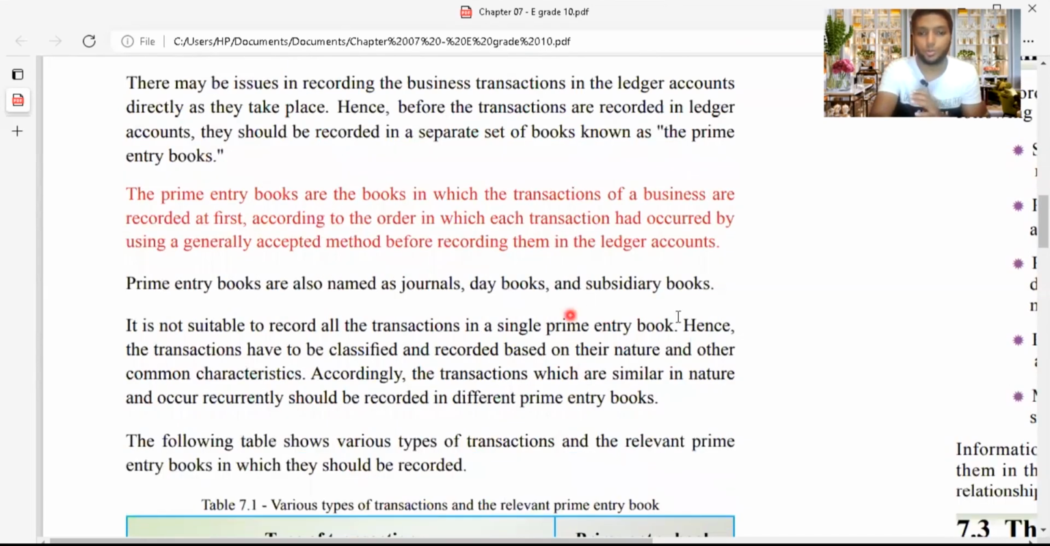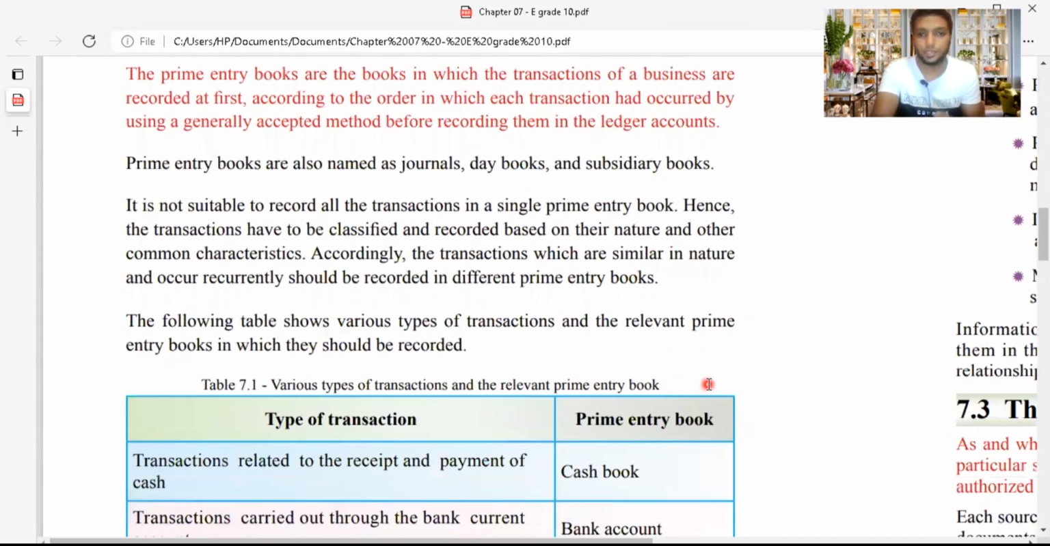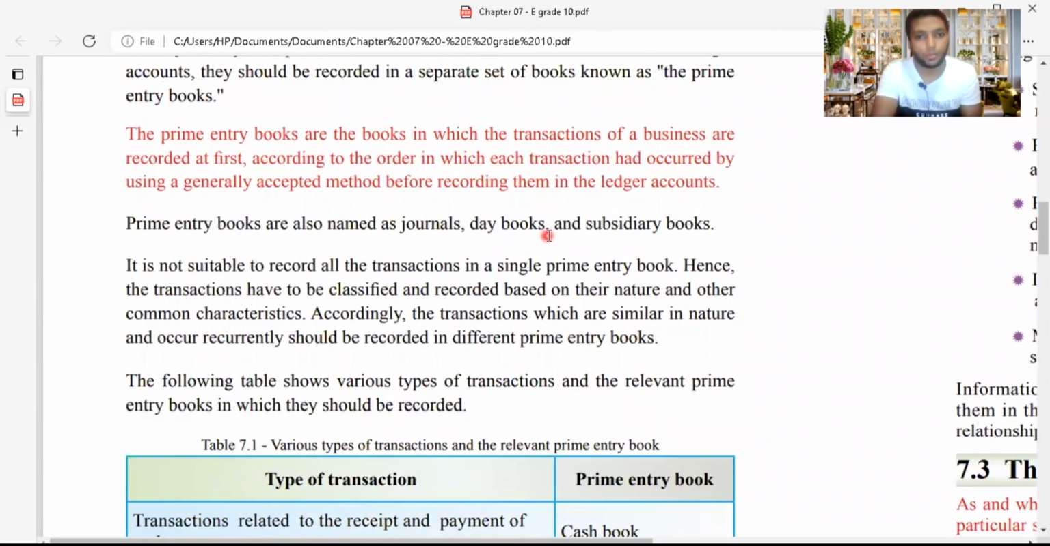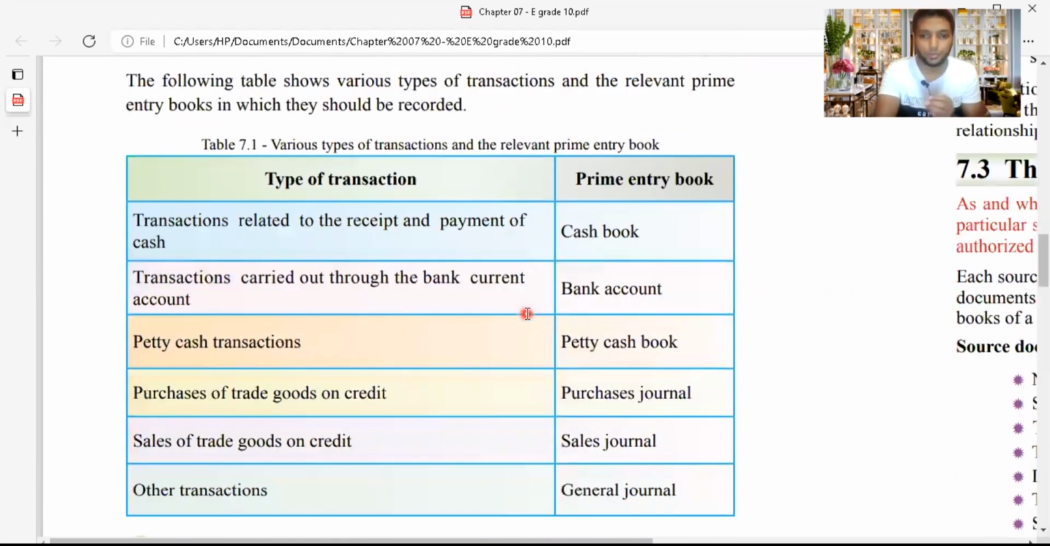Again, I don't want you to read these things. But there's something important which I saw: primary books are also named as journals, day books, subsidiary books. So in exams, if they say purchase day book, purchase subsidiary book, or purchase journal, don't get confused. It's a part of the primary books. They can use any of these terms in exams.